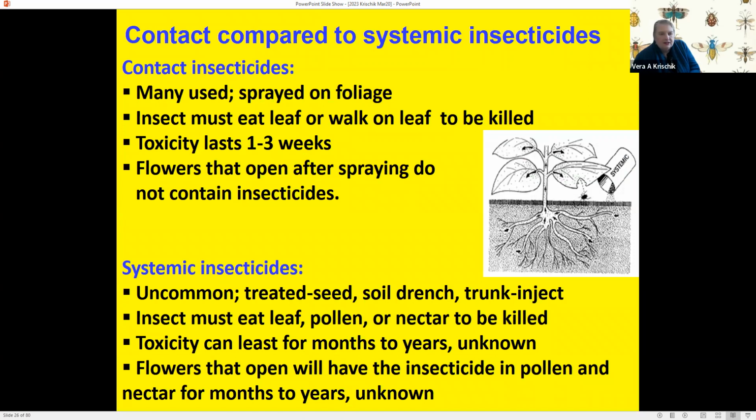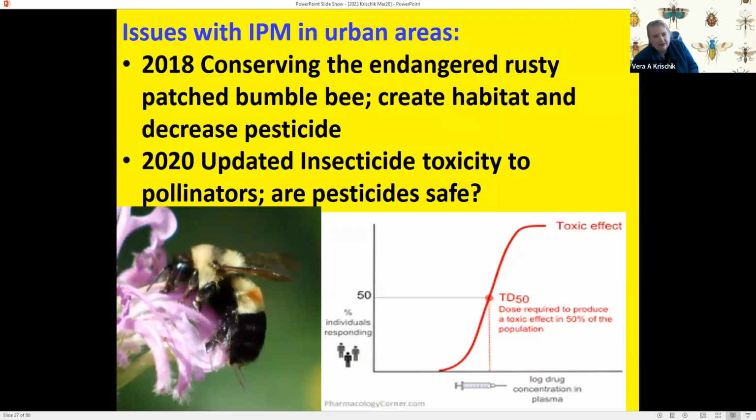Compared to contact insecticides, which you spray and only last for a week or so and then biodegrade, the systemics, once put in the ground and picked up by a plant, can last 2 years. So there is something on my website to help you identify which pesticides are bee friendly. This is how we determine that.